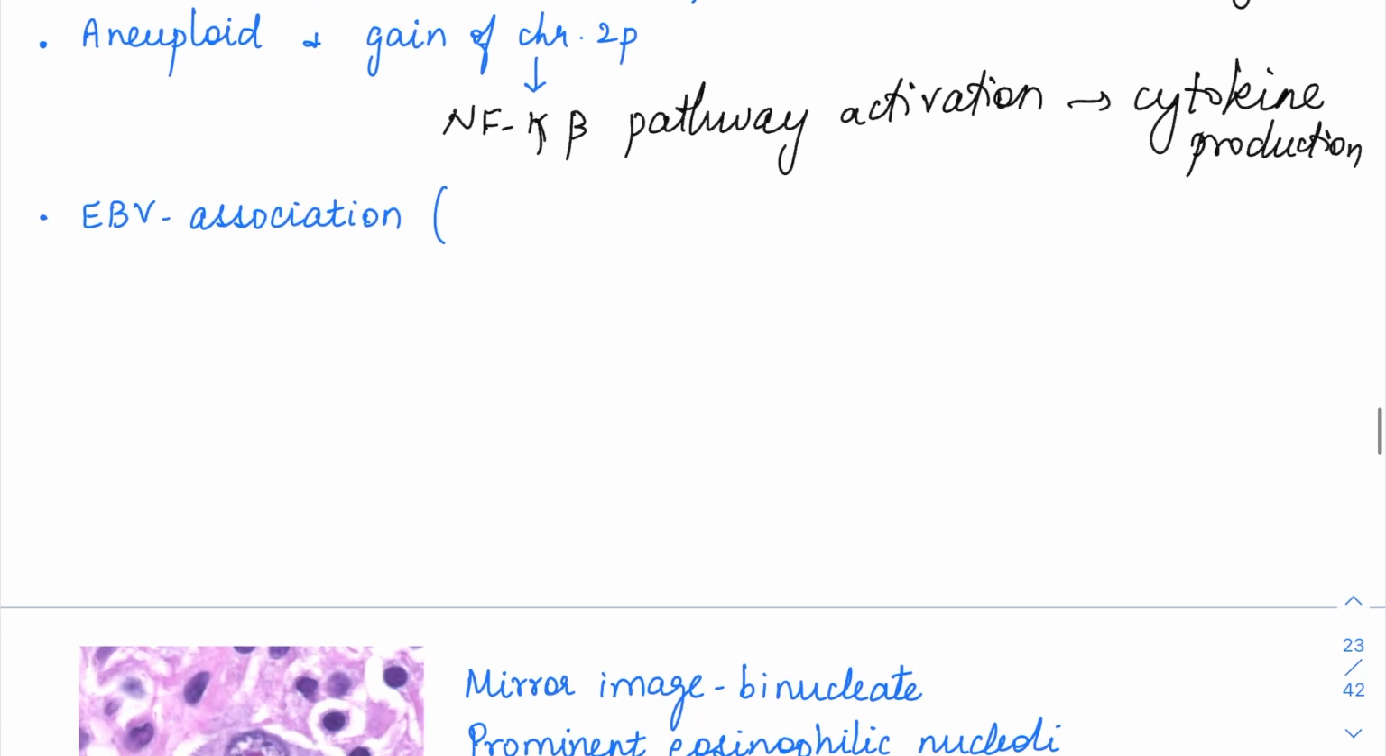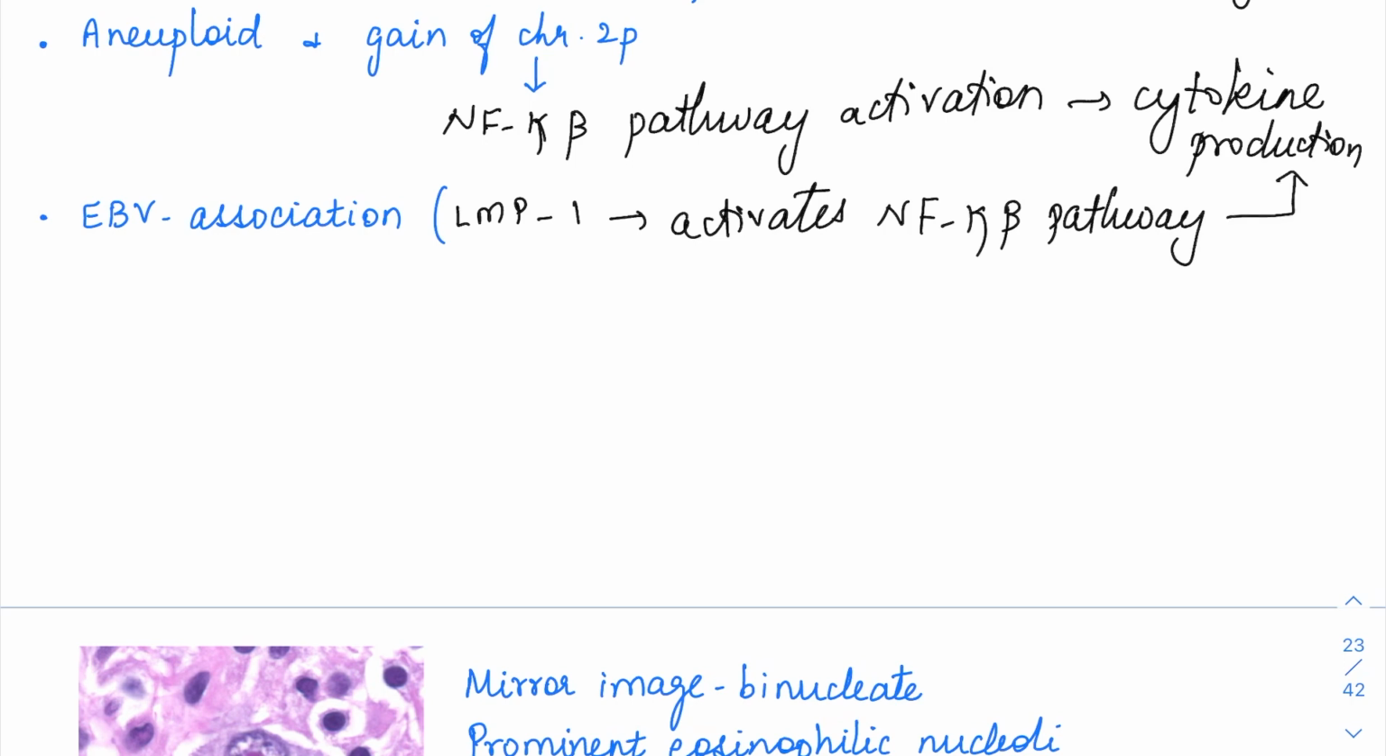We must also know that some of the Hodgkin's lymphoma subtypes are associated with Epstein-Barr virus. Epstein-Barr virus is going to cause polyclonal B cell activation, and it is known for causing many other B cell lymphomas as well. Here again, the pathogenesis involved in EBV is that this EBV has a membrane protein called latent membrane protein LMP1. This LMP1 is going to activate the NF-kappa B pathway again, which again is going to lead to cytokine production. So this is the pathogenesis involved in Hodgkin's lymphoma.